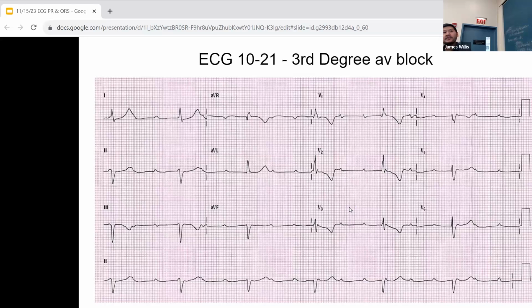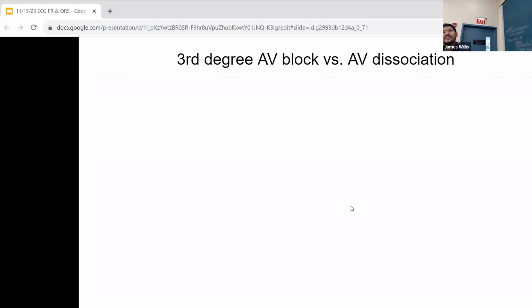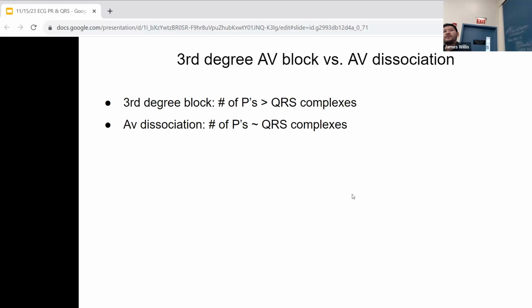All right. Just some terminology. Do you guys know the difference between AV block and AV dissociation? Doesn't really matter. It's something cardiology might just try to ask you, so they can distract you while they place a TVP. But with third degree AV block, you have more P's than QRS's, and with AV dissociation, they're about equal. But it doesn't really matter for us.